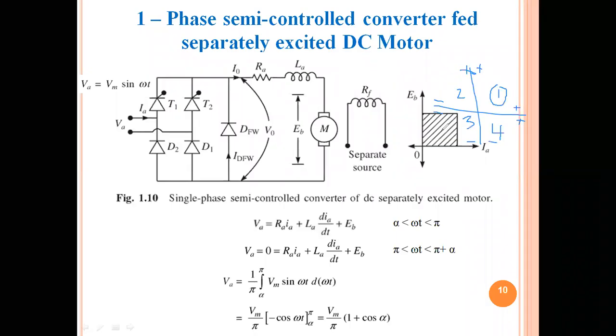See here, this graph clearly shows that this converter is capable of producing positive output voltage and positive output current only, which means this converter will operate in first quadrant mode only. So that is the reason why this figure has been plotted.